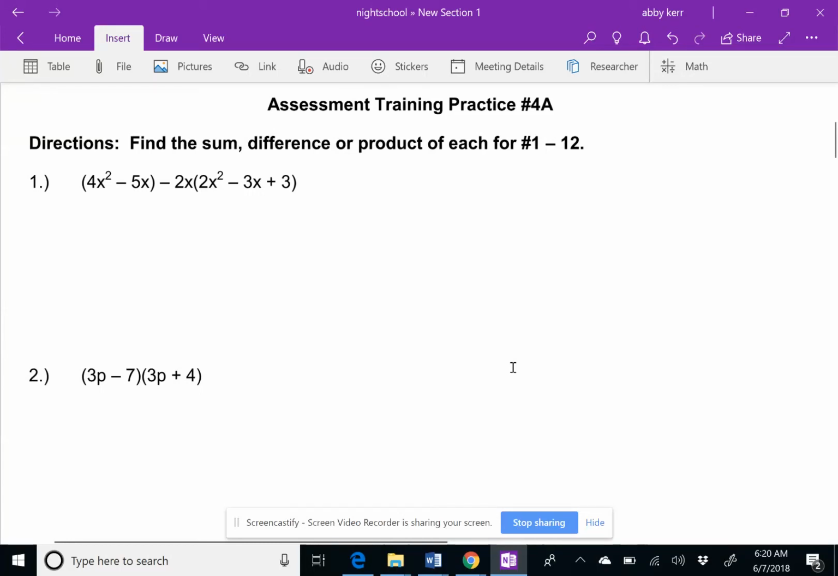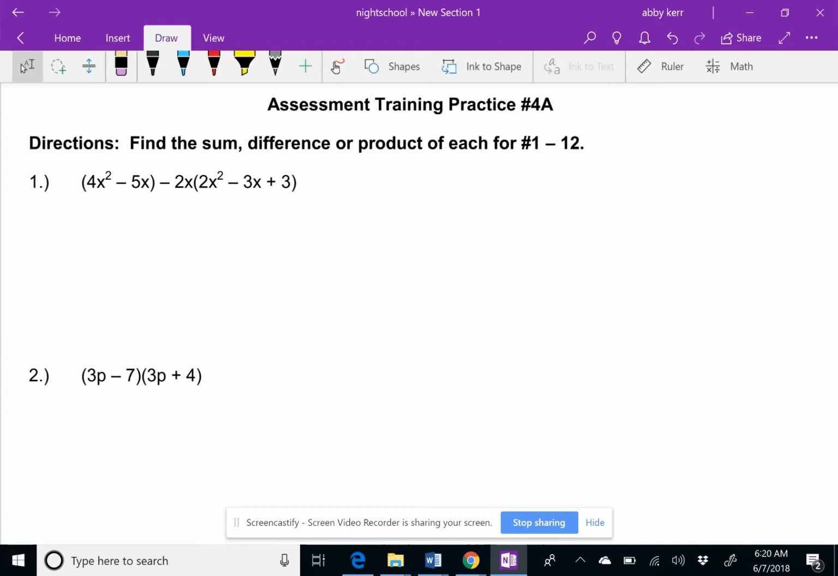In assessment training practice number 4A, you really just need to remember the order of operations, and that will guide you to be successful in this. So order of operations, we do parentheses first, exponents, multiplying, dividing, whatever comes first, and then adding and subtracting.